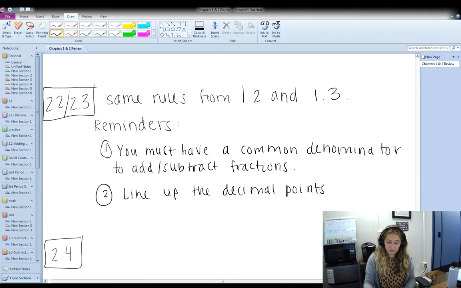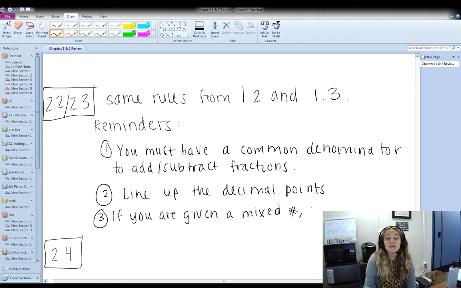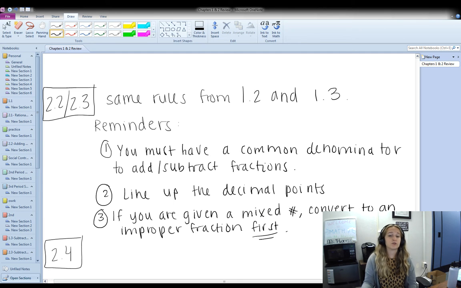The other thing, if you're given a mixed number, you need to convert it to an improper fraction first before you get started. That's always going to be your first step if you're given a mixed number. Okay, so let's move on. So that's 2.2 and 2.3.